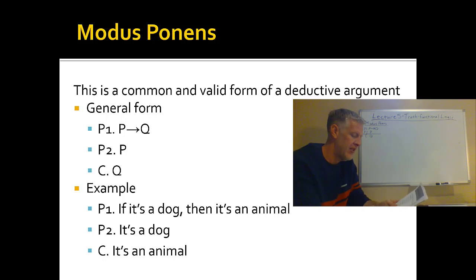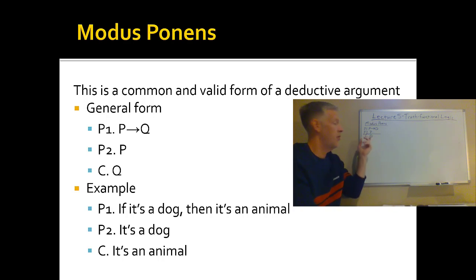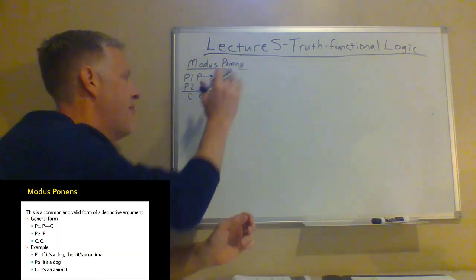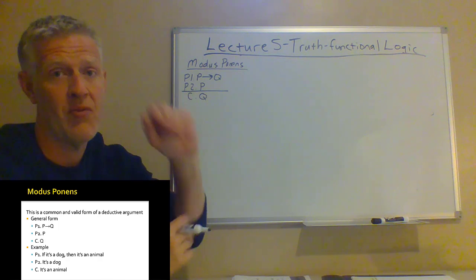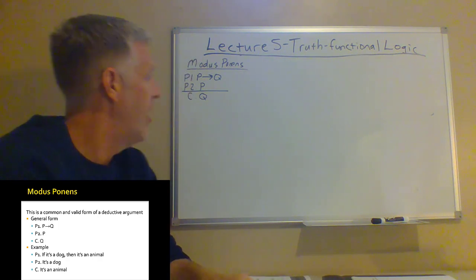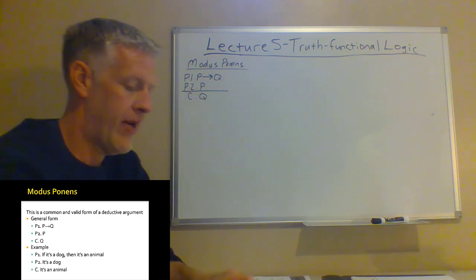So it doesn't matter what you map up onto this underlying form, it's always going to be valid. So I give you the example. If it's a dog, then it's an animal. Premise two, it's a dog. Therefore, it's an animal. But I could say anything. If I am really smart, then you're really dumb. I'm really smart. Therefore, you're really dumb. It doesn't matter how crazy the premises are. As long as everything maps up here, we call it valid. Now, it might be unsound, as we've talked about in prior lectures, but it would still be valid if it has this underlying form.